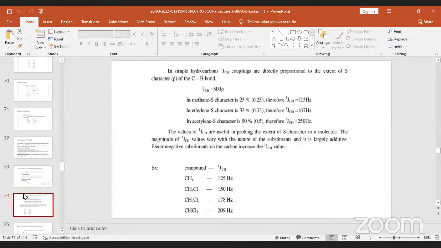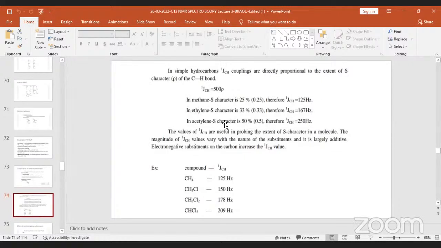In simple hydrocarbons, J1CH couplings are directly proportional to the extent of S character of the CH bond. The percentage S character varies with the hybridization. J1CH is given by a simple equation, 500 rho, where rho is the S character. If it is sp3 hybridized, S character is 25%, is it not? So 500 into 25 divided by 100 will be 125 hertz. So in methane, it is around 125 hertz.